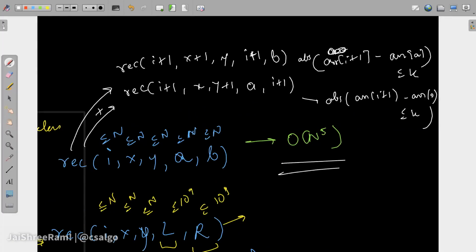And we can of course memoize this. So every state will be visited only once. The number of states that are possible is n to the power 5, and there are just two transitions from every state, right?